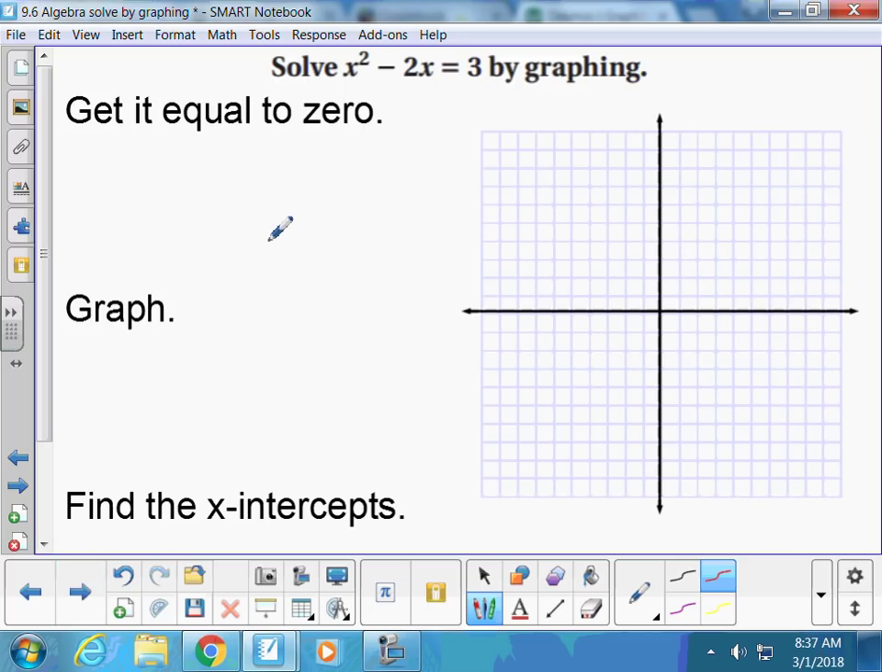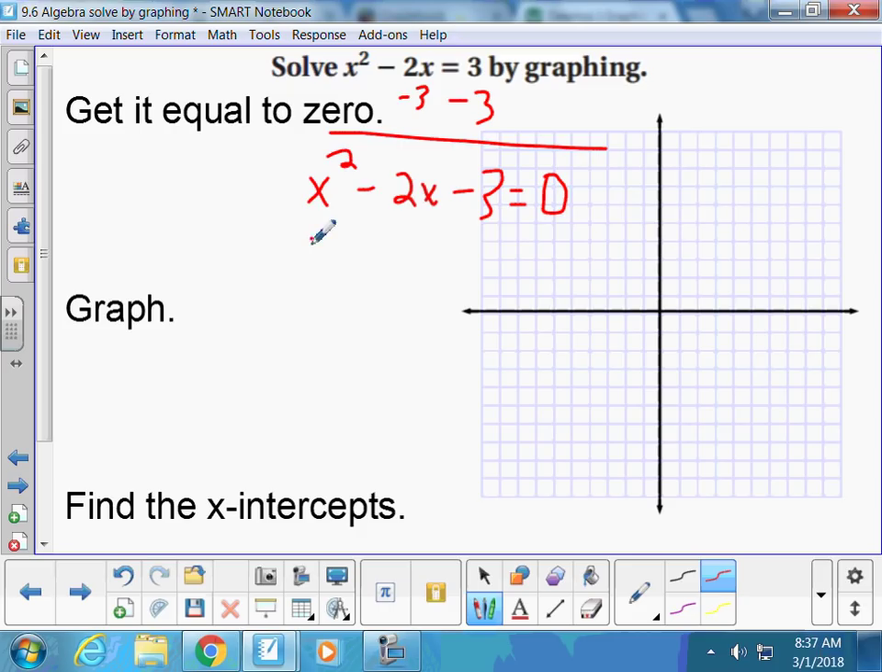All right, let's try this one. We need to get it equal to 0 before we type it in to graph it. So to get this one equal to 0, we'll subtract 3 on both sides. We'll have x squared minus 2x minus 3. These two are not like terms. I apologize for putting them underneath each other. They are not like terms. They cannot combine. This is what we're going to want to type into Desmos.